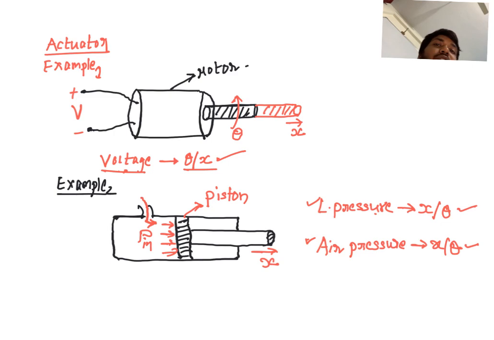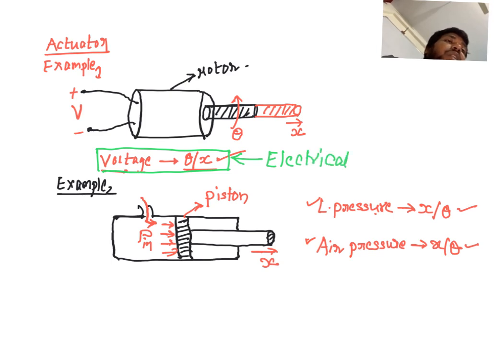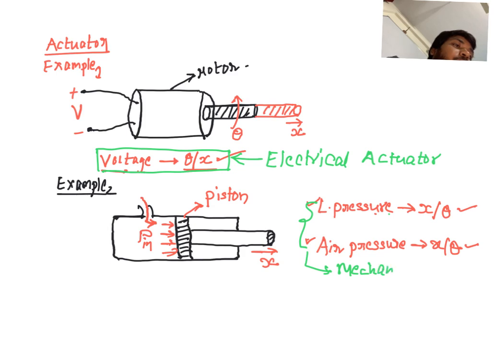Now the first actuator, the first device, that is the motor, is actually called an electrical actuator, because an actuator is a device which generates the mechanical output. Now these two: when we use the liquid pressure, it is called a hydraulic actuator. If we use the air pressure, it is called a pneumatic actuator. Both of these two are together called mechanical actuators.